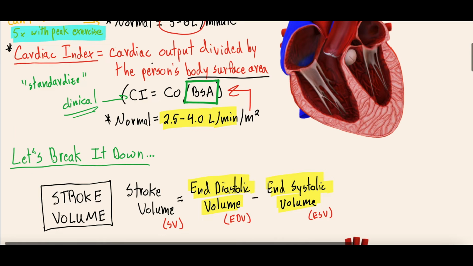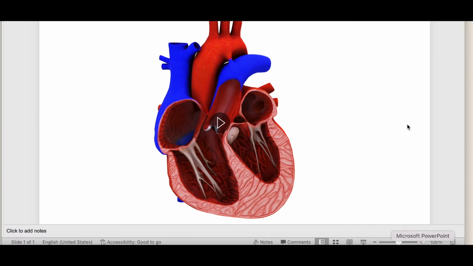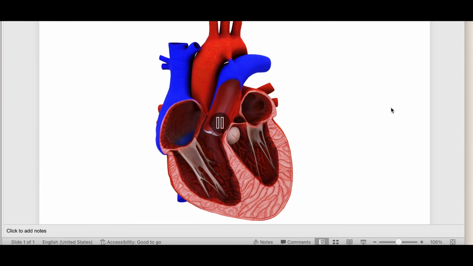So I got this little video clip of a heart pumping. Let's see if this works. Moment of truth. There it is. The heart is pumping. Excellent.